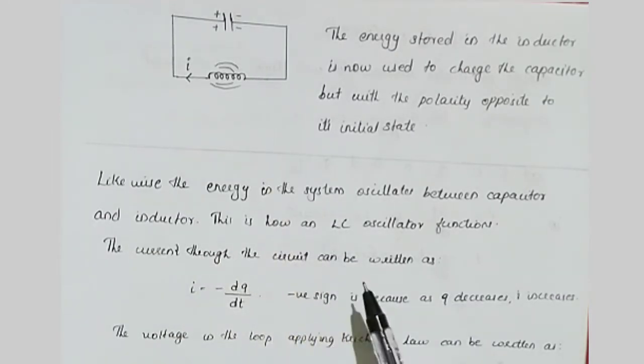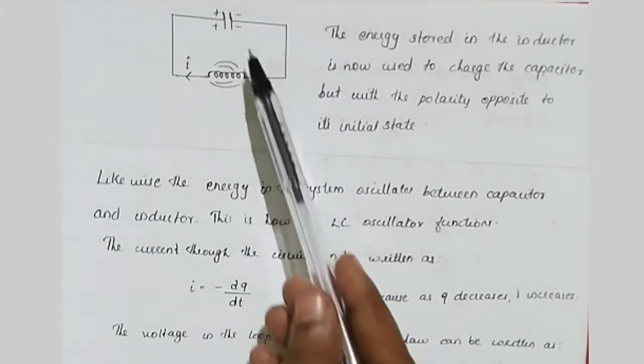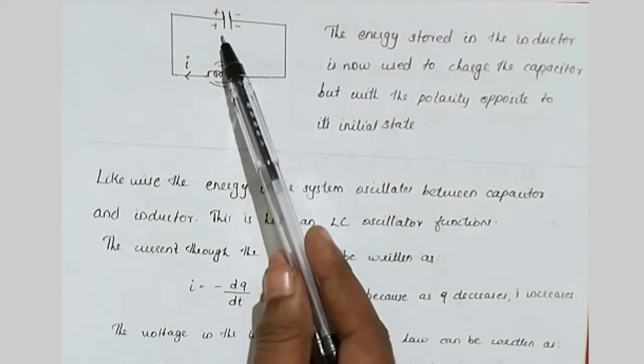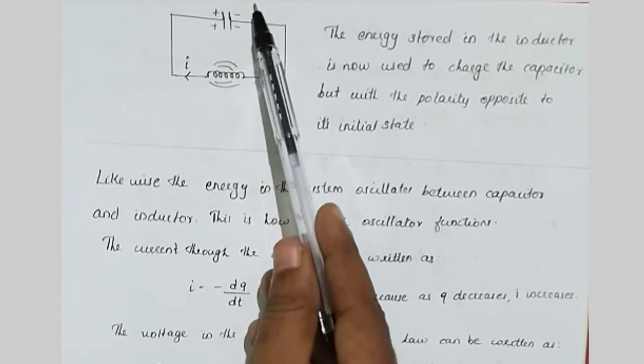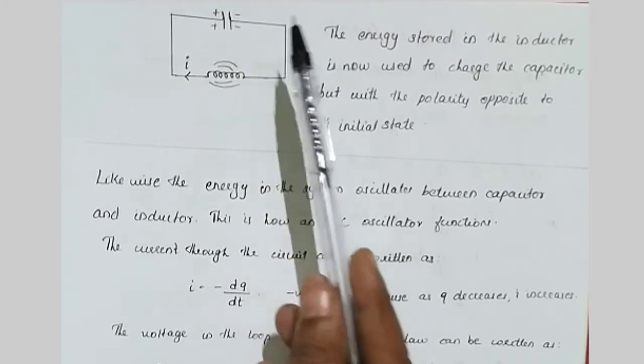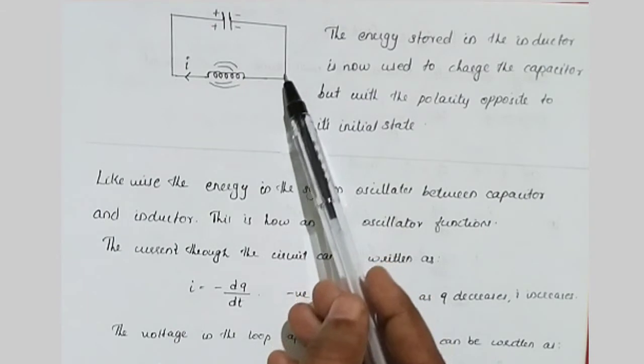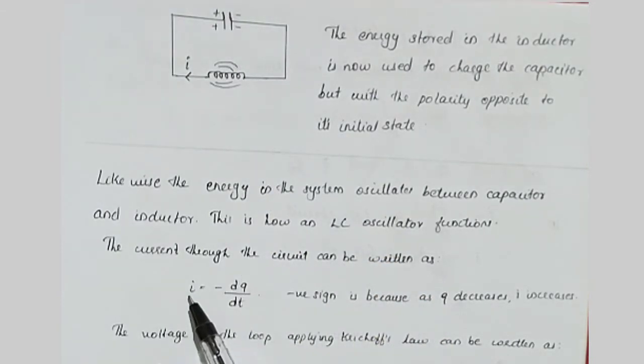Now, we know that during discharging of the capacitor, the charge from maximum value Qm is reducing and the current is increasing. So, the current through the circuit can be written as I is equal to minus dq by dt, where the negative sign is because as Q decreases, I is increasing.